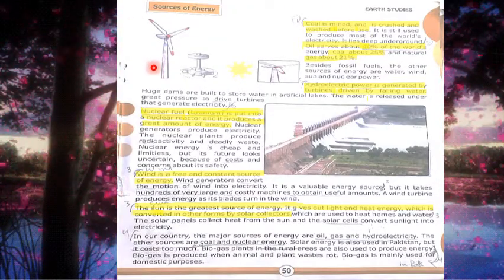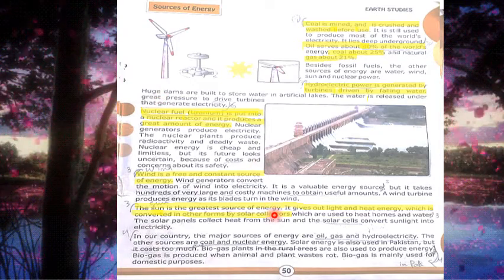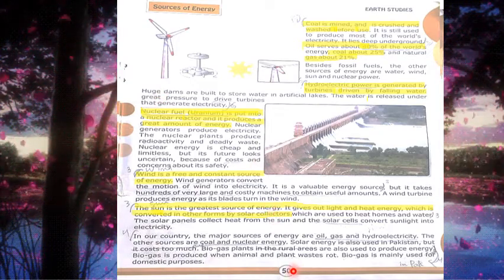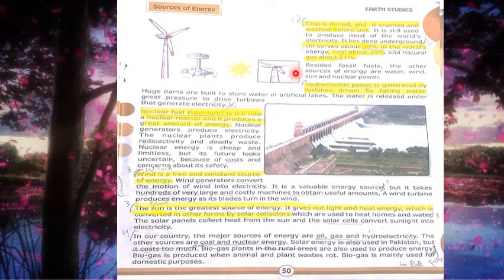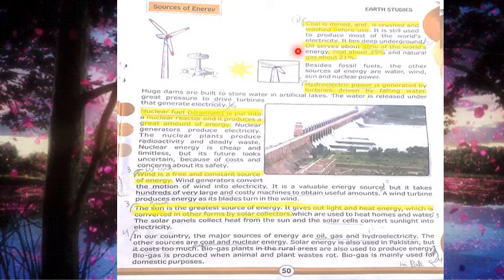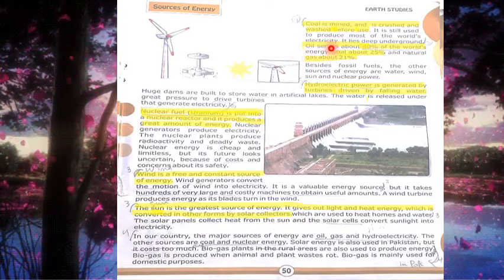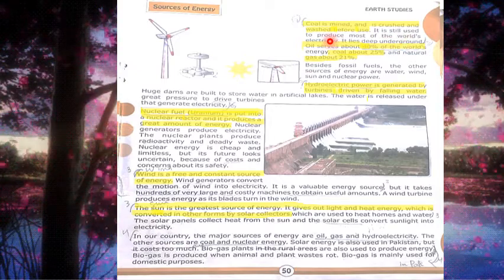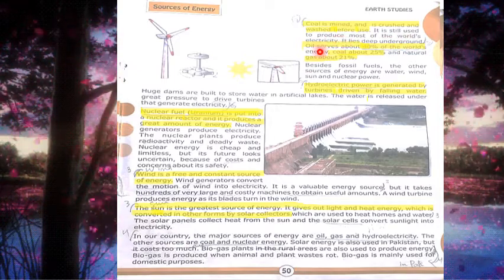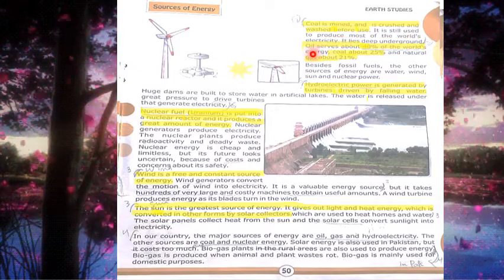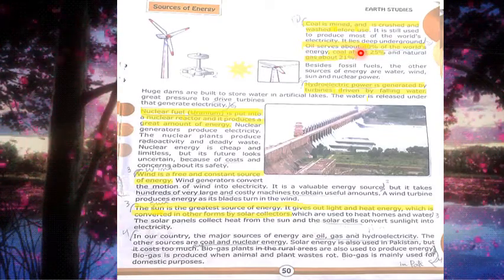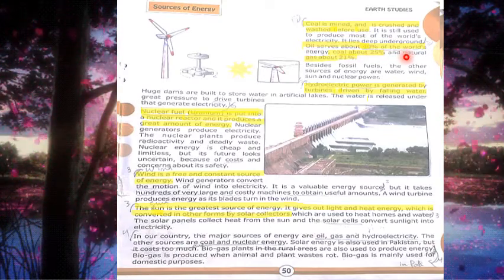Now here comes the next page of your chapter, which is page number 50. It starts from a paragraph on coal. Coal is mined and crushed and washed before use. Here you can see that oil serves about 40% of the world's energy.